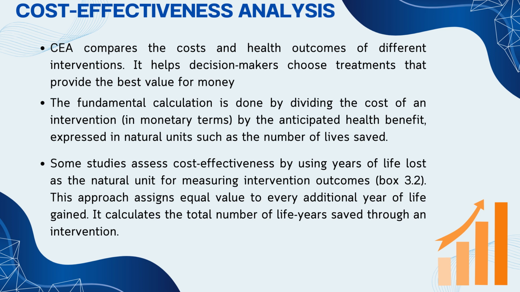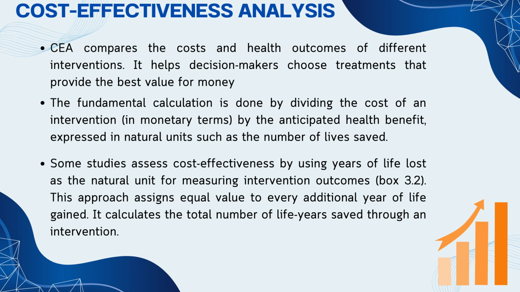Another approach is to measure health outcome in natural units, like years of life saved. Here is a simple way to see this. The cost of intervention is divided by the number of years of life gained. For example, if a vaccination program costs $1 million but prevents enough deaths to save 500 life years, the cost per life year saved is $2,000.